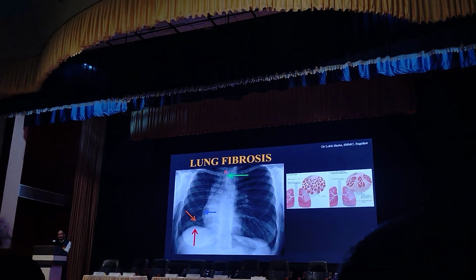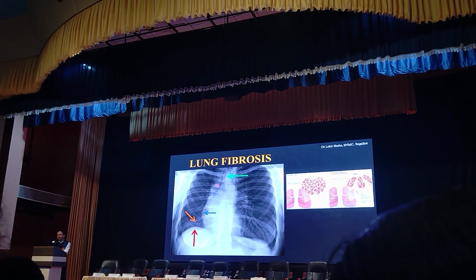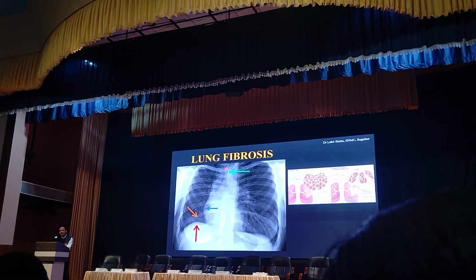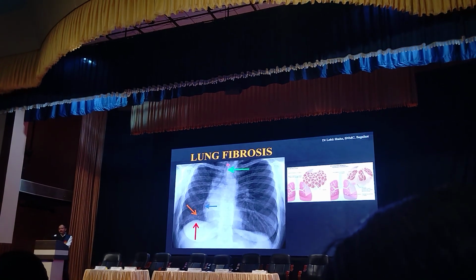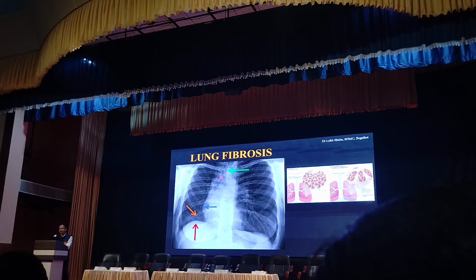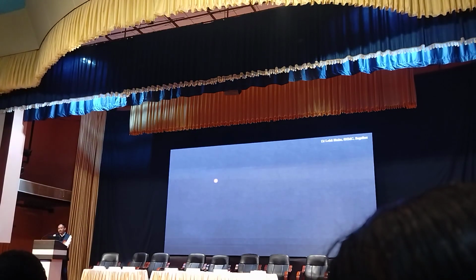In lung fibrosis, you can see over here this is exactly a scar. This is a scar over here. With that, you can also see this is the trachea. The trachea is not present at the median plane. It is shifting towards the fibrous lung. So we have to observe that over here.